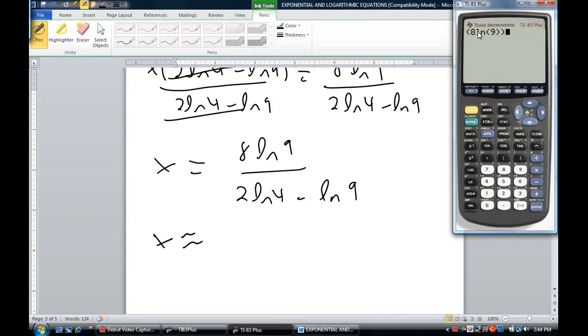These two parentheses are for the whole numerator, divided by, open parentheses. This first parentheses is for the whole denominator, so let's type in 2 natural log of 4, close that one, that's just for the 4, minus natural log of 9, close, that's for the 9, and then close again for the parentheses at the beginning of the denominator. Hit enter, and we get that value, about 30.551, and we're done.